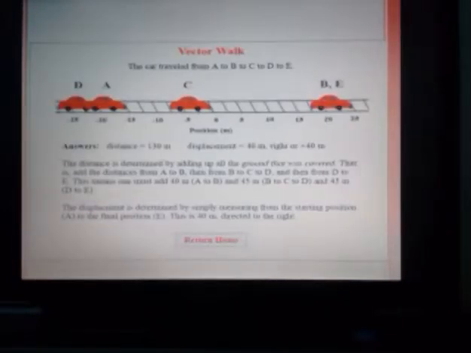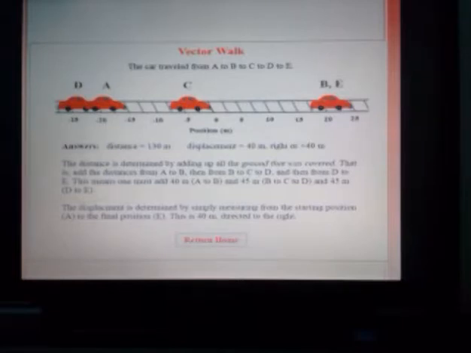And here are the answers on your activity. For activity number 1, the distance is equal to 130 meters. It is determined by adding up all the ground that was covered. That is, at the distances from A to B, B to C, C to D, and then from D to E. This means one must add 40 meters, 45 meters, and 45 meters, which is equal to 130 meters.